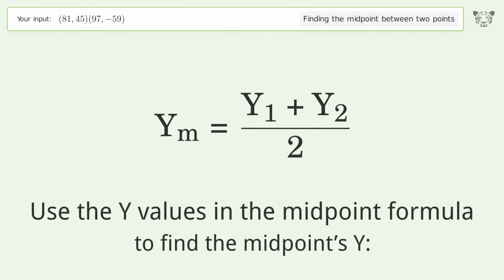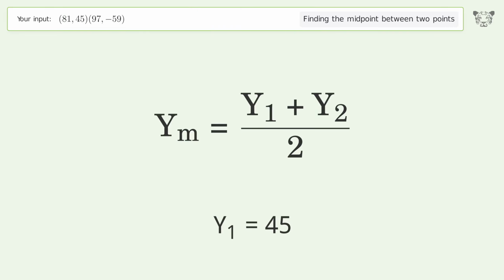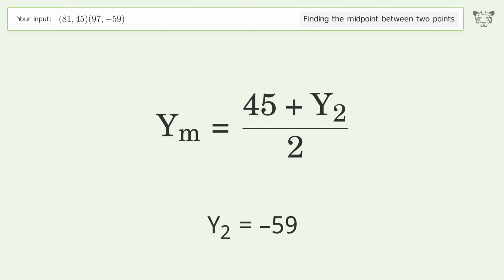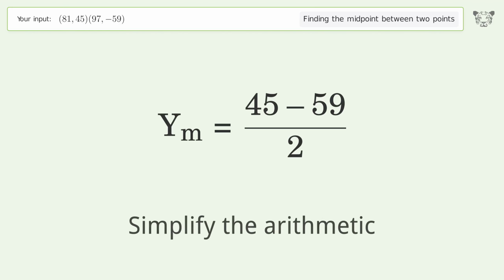Use the y values in the midpoint formula to find the midpoint's y. y1 equals 45. y2 equals -59. Simplify the arithmetic.